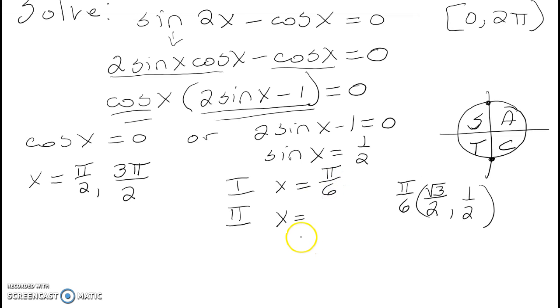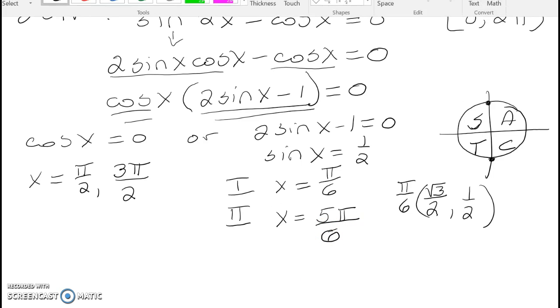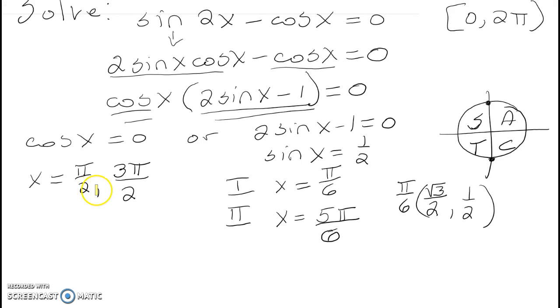So going back to here, our quadrant 1 angle, which is also your reference angle, is pi over 6. And your quadrant 2 angle, the numerator is always 1 less than the denominator for unit circle values. Therefore, we get 5 pi over 6. So that is our answer. There are 4 x values for this particular equation: pi over 2, 3 pi over 2, pi over 6, and 5 pi over 6. I hope this was helpful.